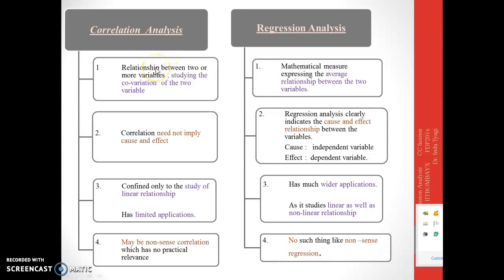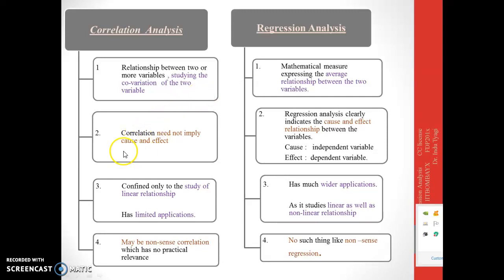Correlation literally means the relationship between two or more variables, studying the covariation of the two variables. Whereas regression analysis is the mathematical measure expressing the average relationship between the two variables.